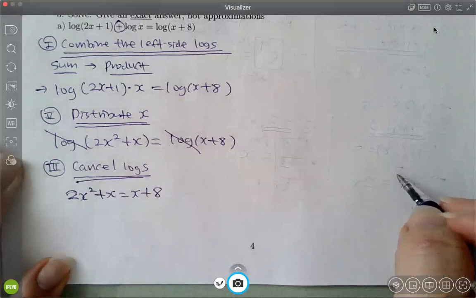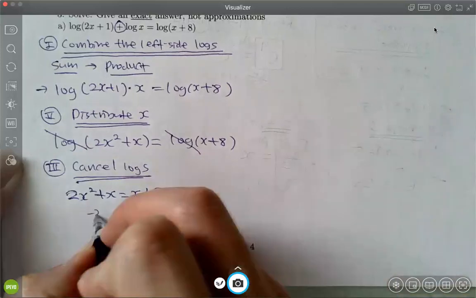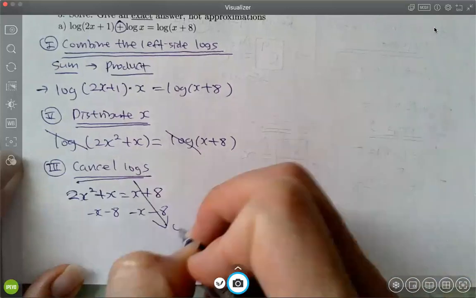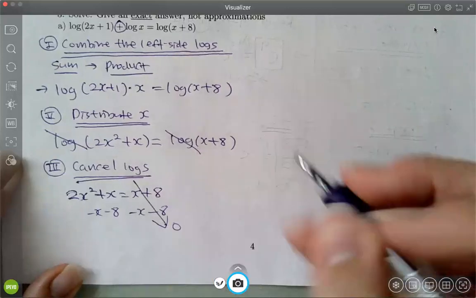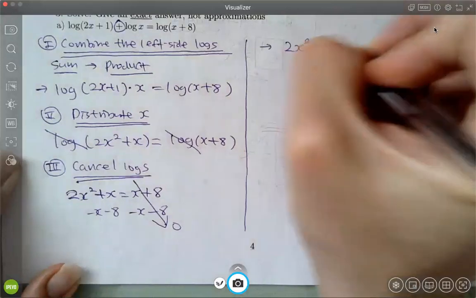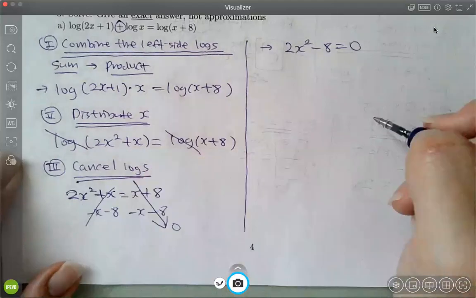Okay, so now what do you do? Make one side equal 0. So minus x minus 8, minus x minus 8. So that is 0. Okay, and what is the left-hand side? 2x squared minus 8 is equal to 0, right? Because x minus x also cancel.